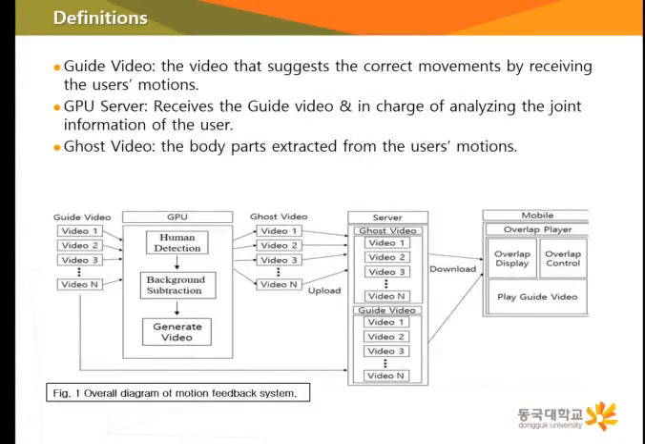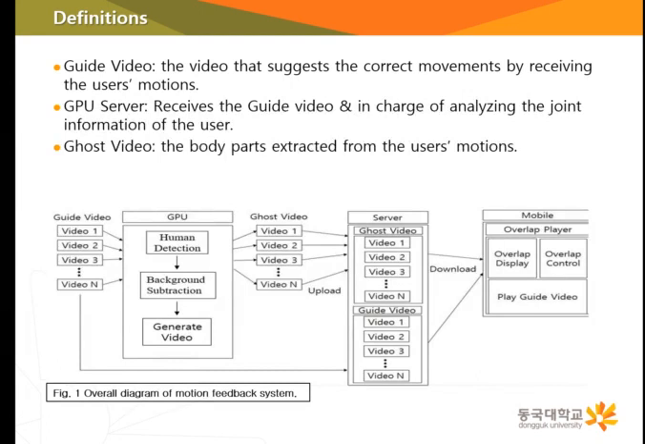So let's look at the definitions used in this paper. There are three terms that you should know, which are guide video, GPU server, and ghost video. The guide video is the video that suggests the correct movements by receiving the user's motions. The GPU server receives the guide video and is in charge of analyzing the joint information of the user. The ghost video is the body parts extracted from the user's motions.